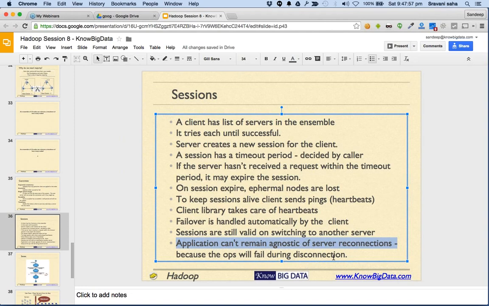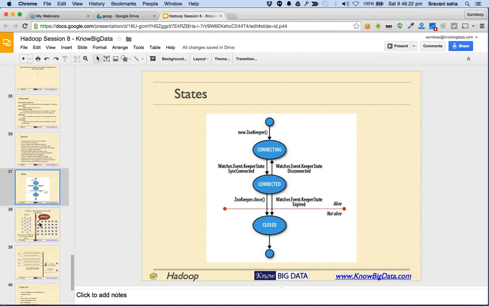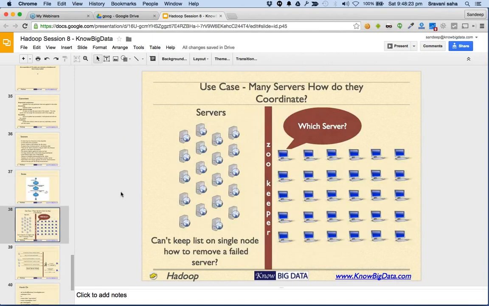So, even though most of the complications are absorbed by the client library, you will still have to take care of it. You cannot remain ignorant of the fact that there will be elections, there will be disconnections and all. All right. So the same thing is described here. Next is how do you utilize?